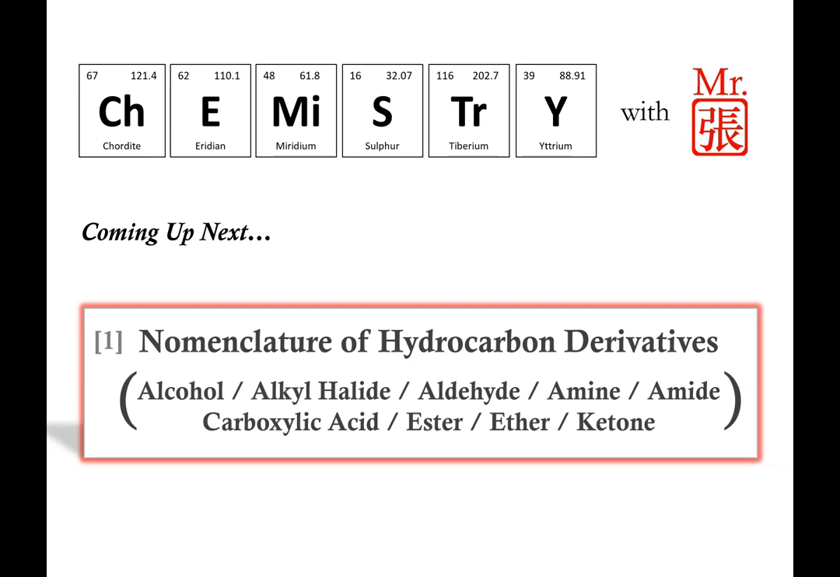In this video tutorial, we will look at the nomenclature of hydrocarbon derivatives such as alcohols, alkyl halides, aldehydes, amines, amides, carboxylic acids, esters, ethers, and ketones.